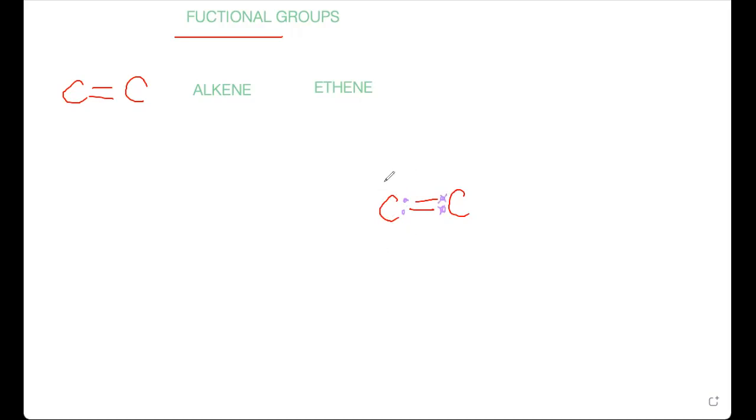So now both the carbons have 2 unpaired electrons. Usually we use this structure: 1 hydrogen, another hydrogen. Okay, 1 hydrogen, another hydrogen.